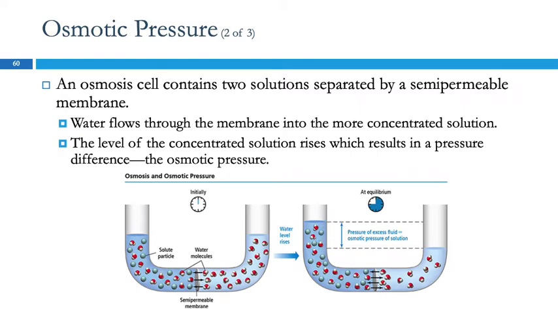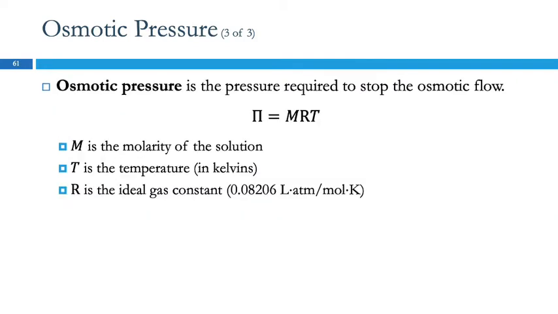Remember when we talked about a manometer with liquid mercury, right? And we can measure the pressure in inches of mercury or millimeters of mercury. We would be measuring this in millimeters of water, and that's a much, much smaller pressure, but it is a pressure. So that's called the osmotic pressure. So the osmotic pressure is the pressure required to stop osmosis.